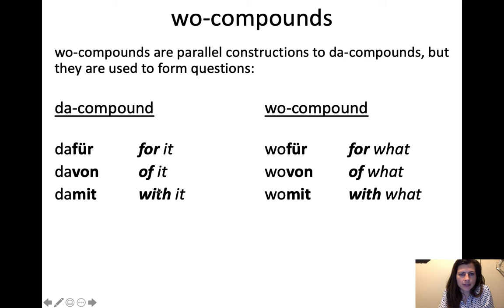And then damit is with it, but then womit. They're all emphasized on the second syllable, but to contrast them, I say womit and damit, but it's really womit and damit.